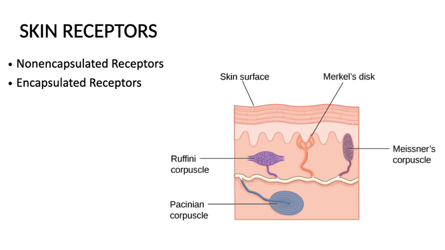Skin receptors. The receptors of the skin are non-encapsulated receptors and encapsulated. Of course, non-encapsulated means they have no cover, and encapsulated means receptors with a cover. What are these receptors doing? They actually respond to stimuli for touch, temperature, pain and pressure. That is why we say the skin is the largest sense organ.